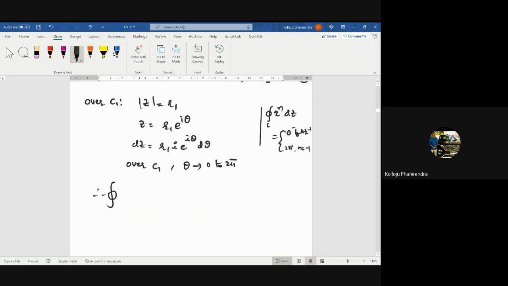Therefore, the integral over C1 of 1 by z dz is nothing but, theta equal to 0 to 2 pi. Okay, 1 by z means what? Now this 1 by z is what?